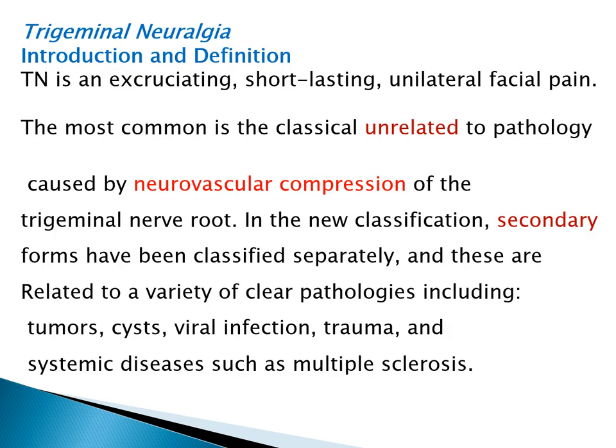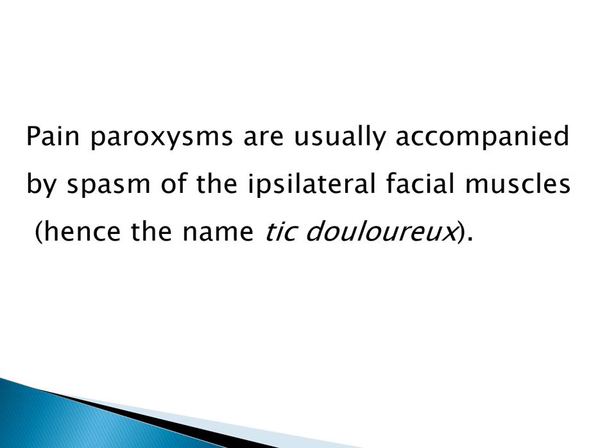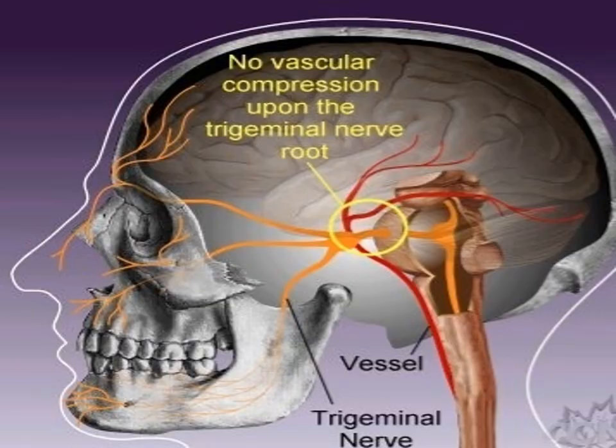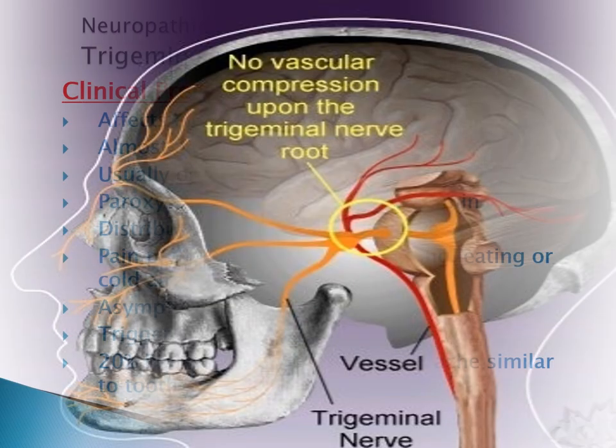Trigeminal neuralgia, introduction and definition. TN is excruciating, short-lasting, unilateral facial pain. The most common is the classical, unrelated to pathology, caused by neurovascular compression of the trigeminal nerve root. In the new classification, secondary forms have been classified separately, and these are related to a variety of clear pathologies, including tumors, cysts, viral infection, trauma, and systemic diseases such as multiple sclerosis. Pain paroxysms are usually accompanied by spasm of the ipsilateral facial muscles, hence the name tic douloureux.